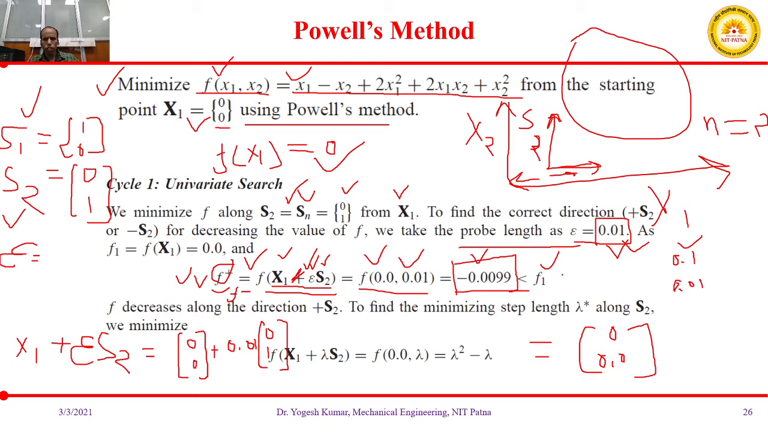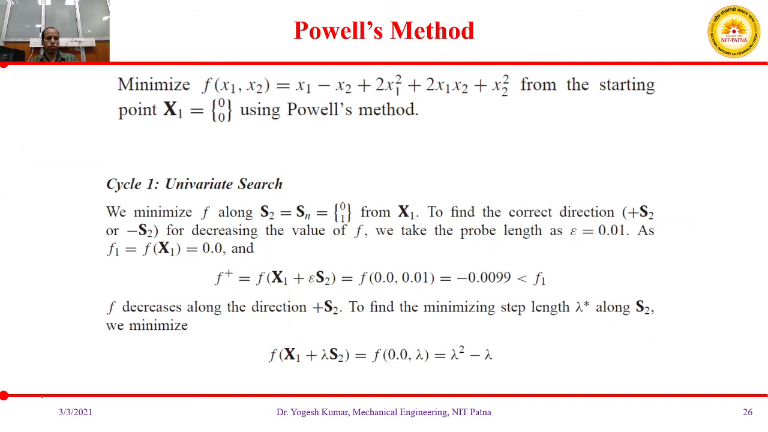Okay. So I hope up to this point it is clear to all of you that if your new value is less than your previous value of the function, that is f(x1), then you need to proceed in which direction? S2 with positive sign, right?